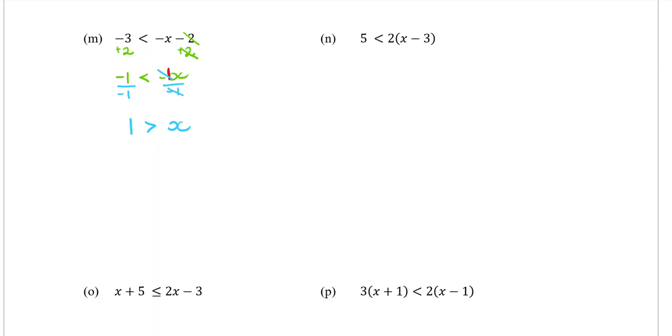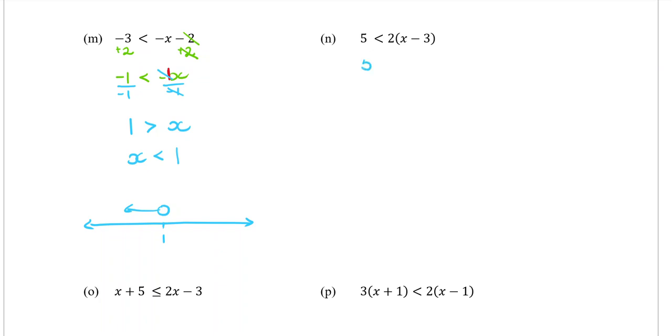Because the x is on the wrong side, we're now going to switch it over to the left, which means the sign turns back the other way. Don't try and do too many steps at once, or you will probably get confused. So put 1 in the middle, open circle, pointing to the left.